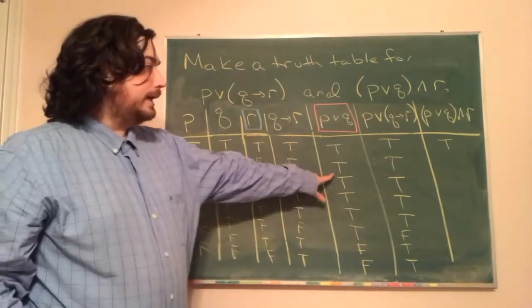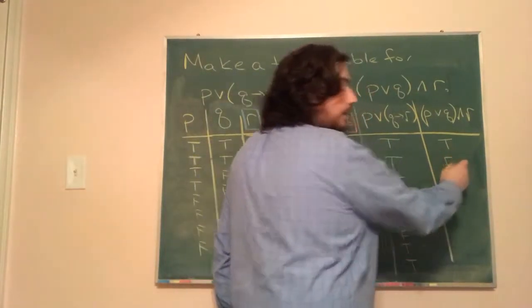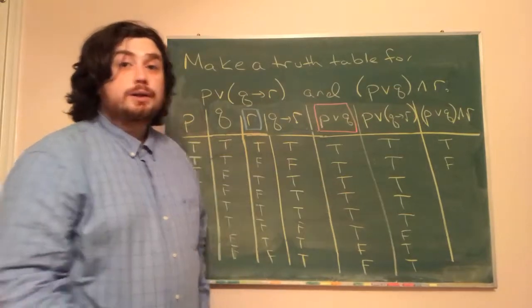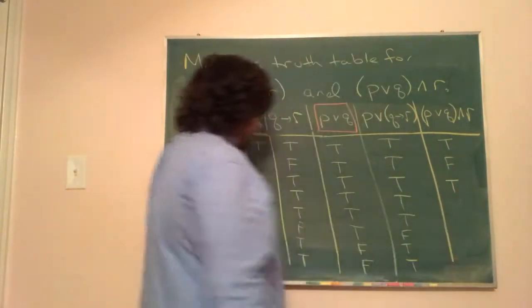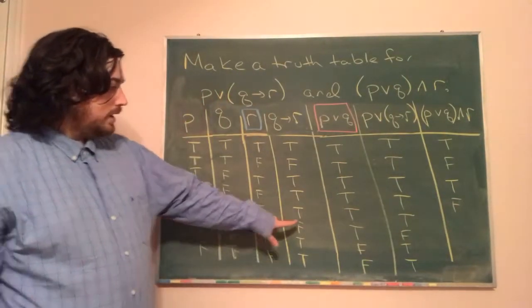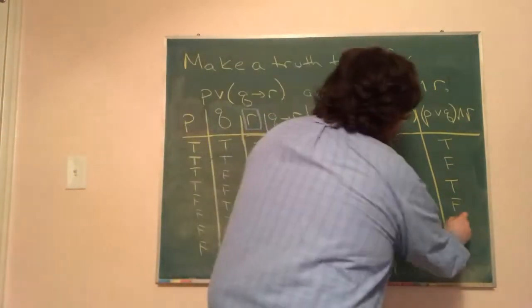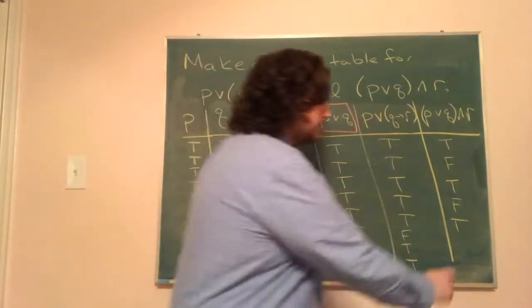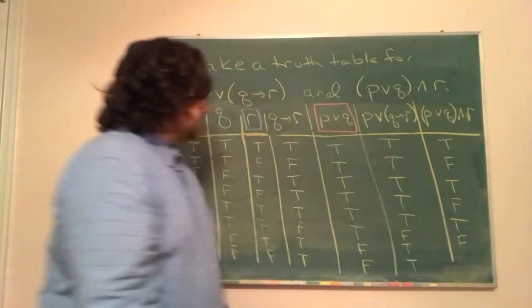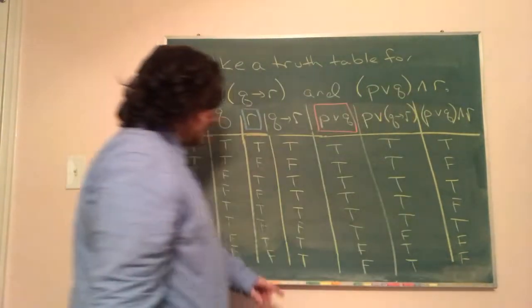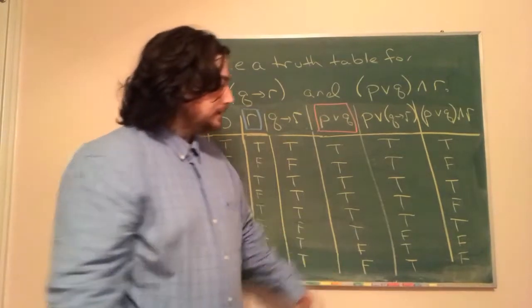And then false and true is false because at least one of them is false. And then true and true again is true. And false and true is false. And true and true is true. False and true is false. True and false is false. And then false and false is false.